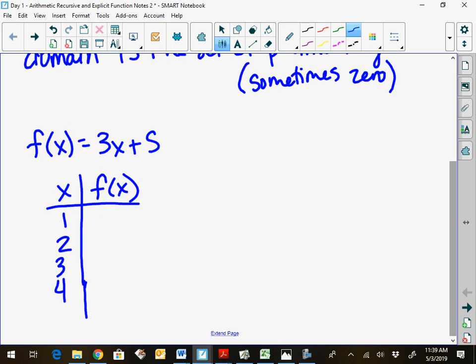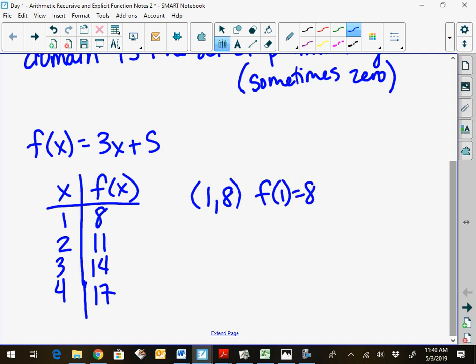If I plug 1 in, 3 times 1 is 3, plus 5, we get 8. If I plug 2 in, then I get 11, 3 I get 14, 4 I get 17, right? Because 4 times 3 is 12, plus 5 is 17. Now, the way that we've looked at this before, we would say, okay, we have the order pair 1, 8. We could also say f of 1 equals 8. And for the next one, f of 2 equals 11, and these are ordered pairs.